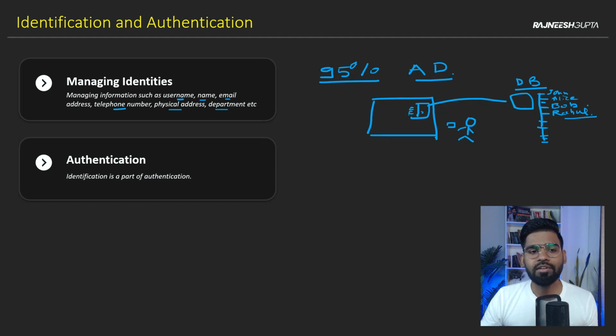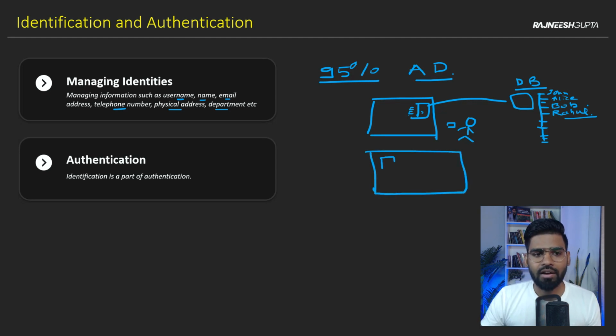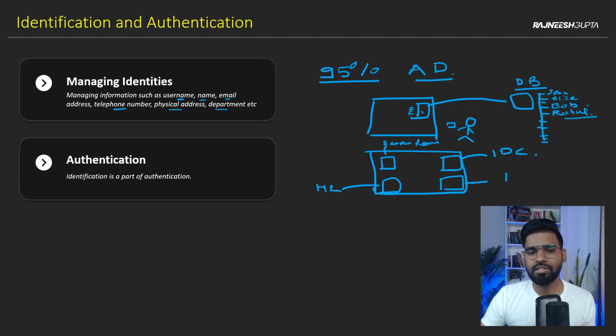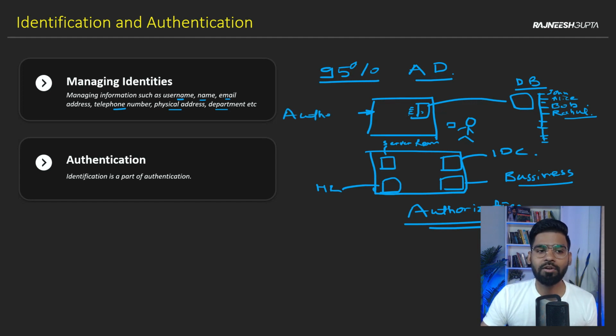But even if the user enters the office, there are multiple departments. There is a server room, and other sensitive areas as well. There could be the IDC, the HR team, the business team. A person who belongs to the business or HR team shouldn't get access to the server room or the IDC. But the person involved in IT, the IT manager or IT admin, should get access to the server room or IDC, but shouldn't get access to the business team. That's where authorization comes into the picture. But at the time of entering the office, authentication comes into the picture.